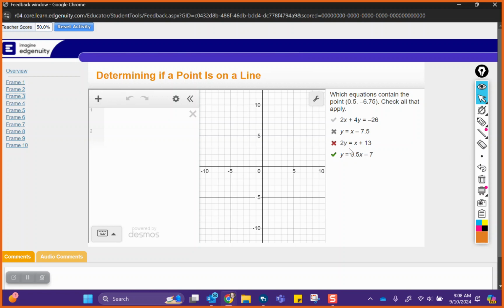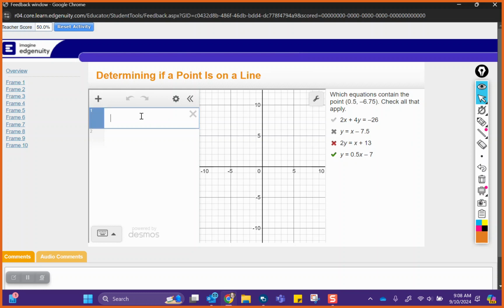In this example, it looks like, again, gray check marks mean you should have picked it, but you did not, and red X's mean you did pick it and you shouldn't have. So let's just focus on these two. You did correctly pick this one, and you correctly did not pick that one.